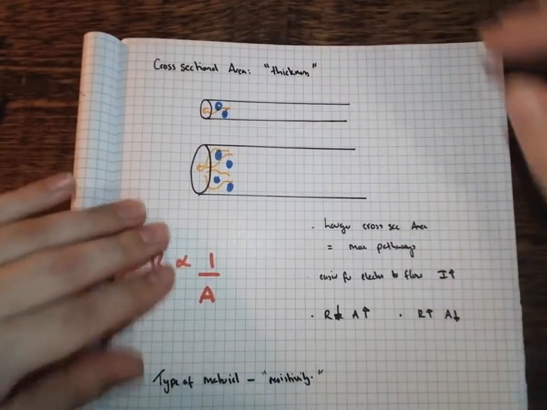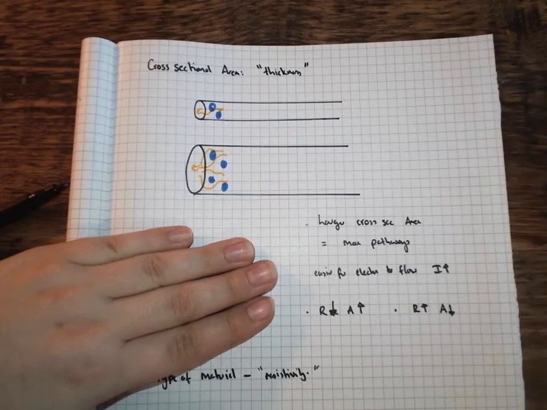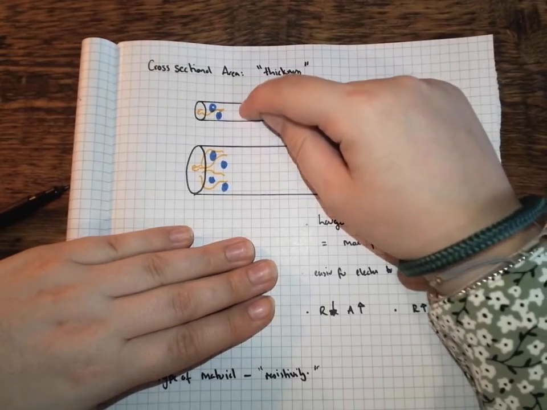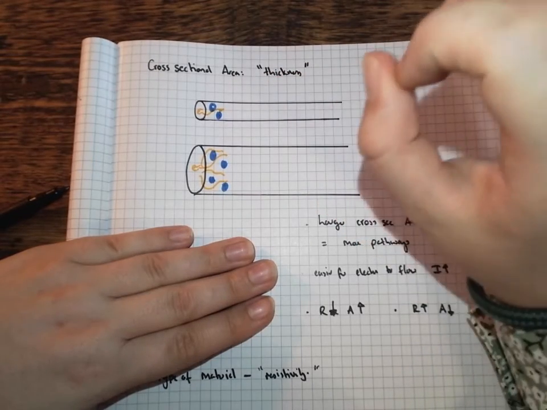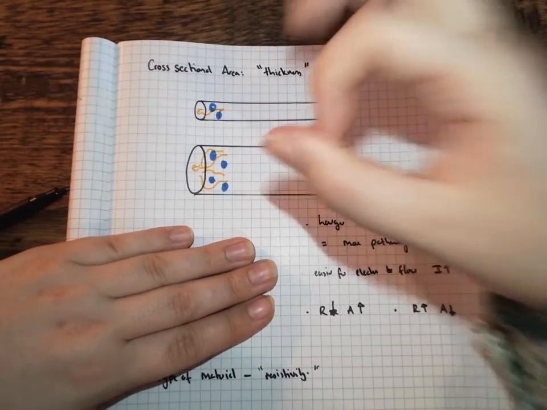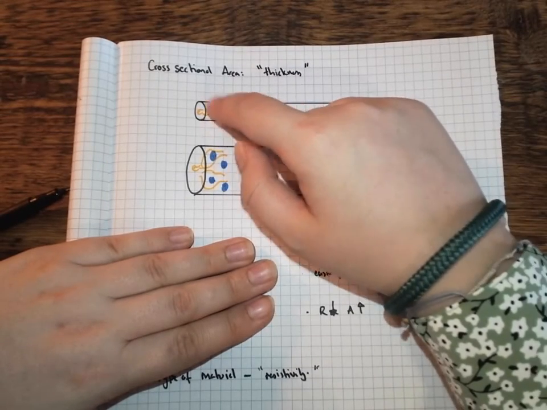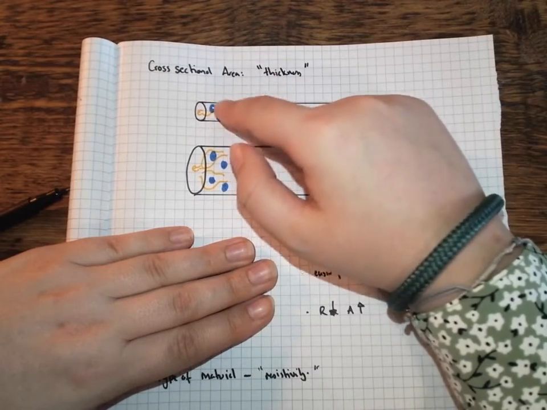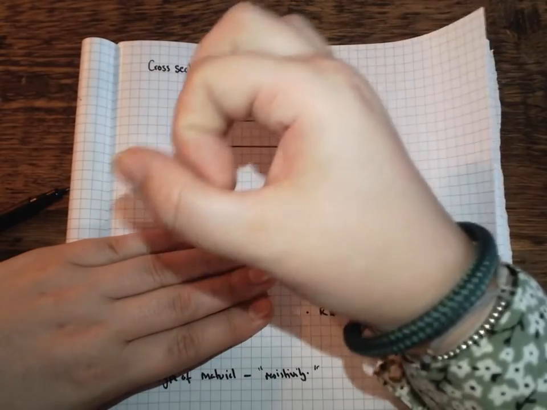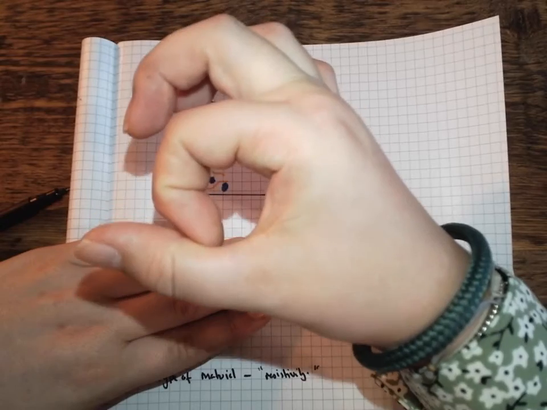Our other factor that we could look at is cross-sectional area. We can talk about cross-sectional area as being our thickness. If we have a really thin wire, you can think of it sometimes like a straw or a little tap, letting something flow through. If we had a really small area for it to flow through, we've only really got one or two pathways for these electrons to move through, so they're going to get cramped up moving through there.